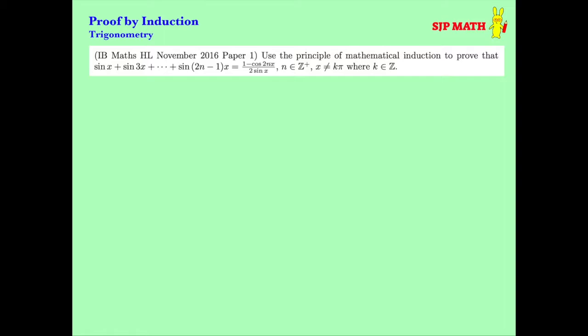So the problem says, it's from the IB Maths HL November 2016 paper 1, and it says to use the principle of mathematical induction to prove that sine x plus sine 3x all the way up to sine (2n minus 1)x is equal to (1 minus cosine 2nx) over 2 sine x for all positive integers n, where x is not a multiple of pi.